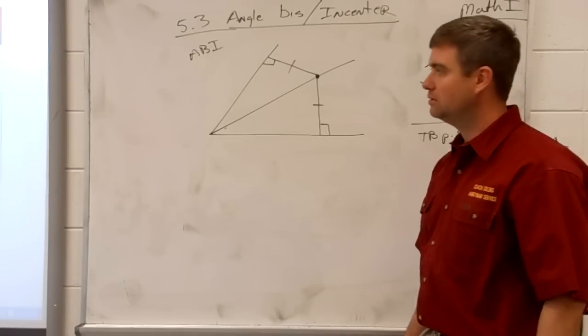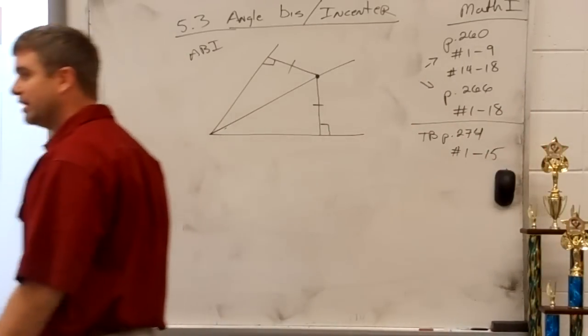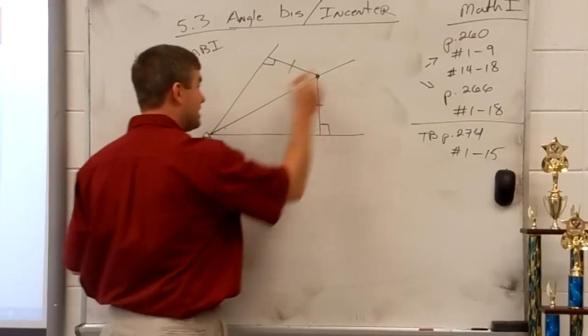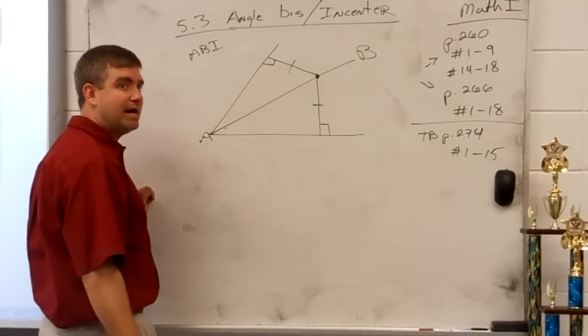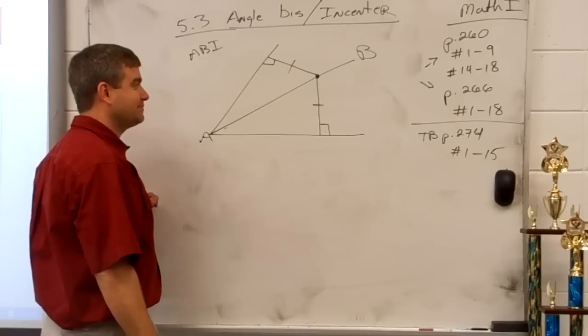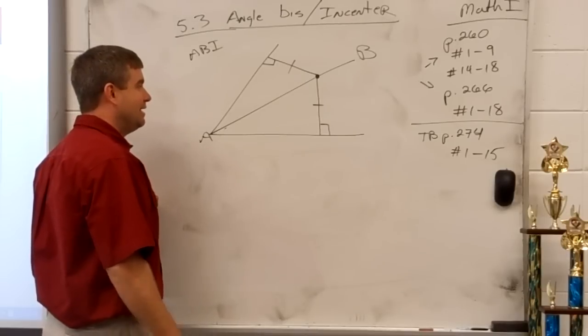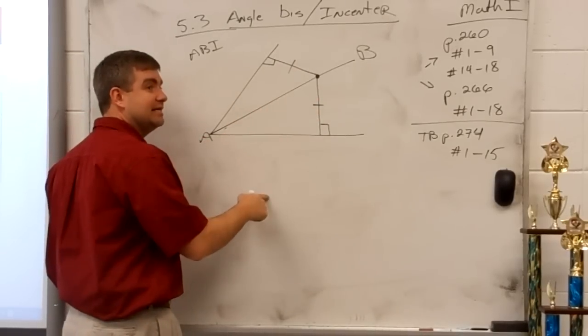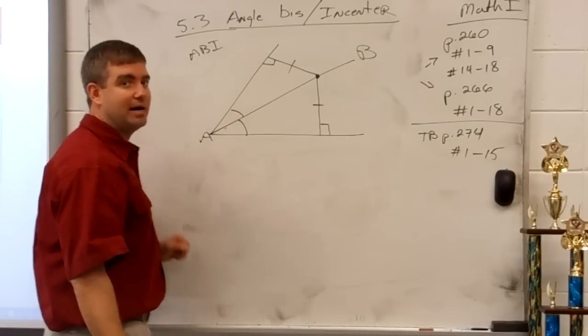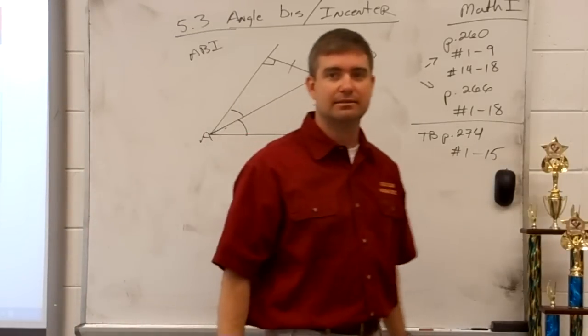It's backwards. It's the converse. Let's read it again. If a point is on the interior of an angle and it's equidistant, then what must be true? Then AB has to be the angle bisector. Get it? AB? Angle bisector? If you know this and this, then you can say this, that AB is the angle bisector. They go hand in hand.